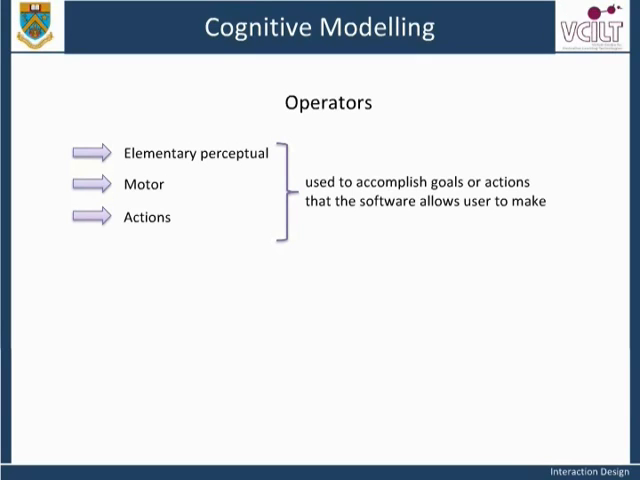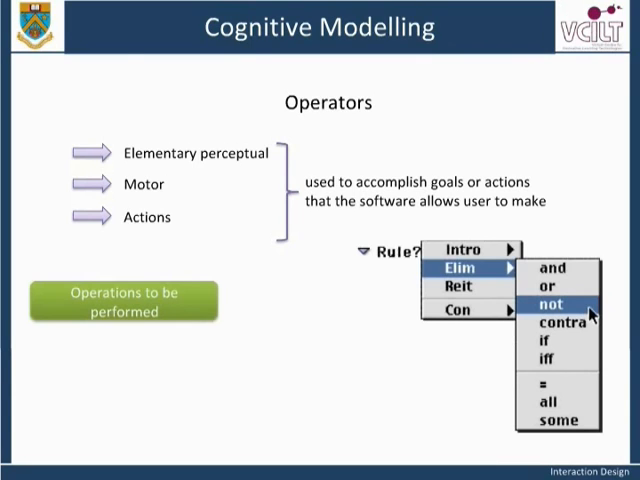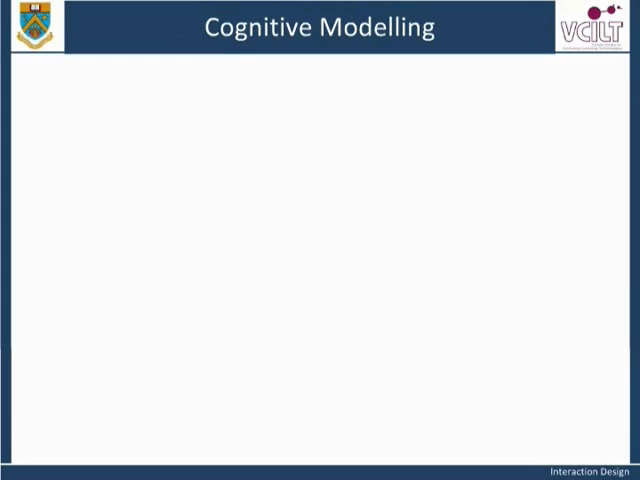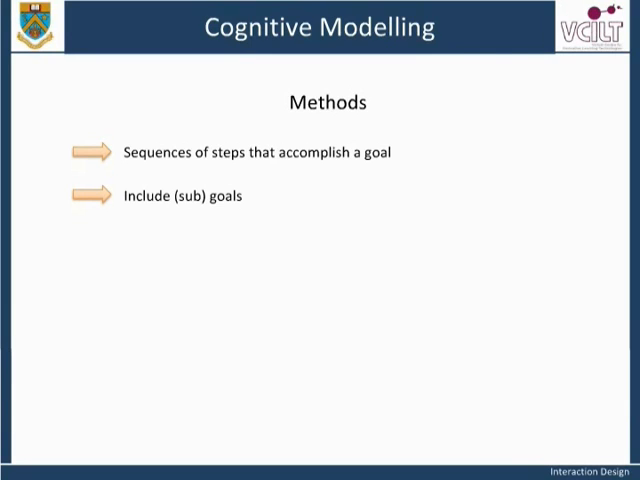For example, to move a file to a different folder, the user might perform the following operations: move cursor to item, hold mouse button down, locate destination icon, let go of mouse button. From operators, we build up methods, which are sequences of steps that accomplish a goal, and so are like tasks in a task analysis. See Unit 8. As with goals, these methods can include other sub-goals.